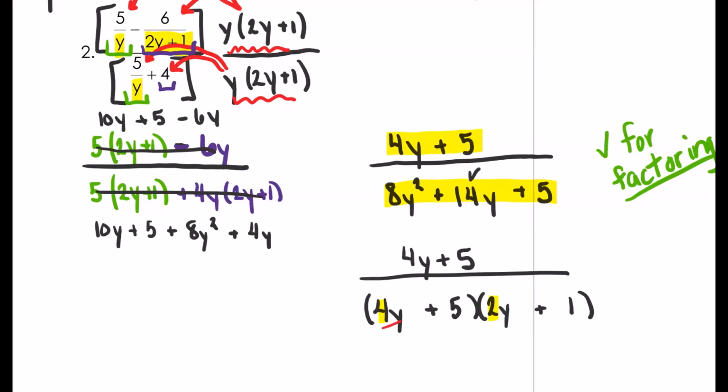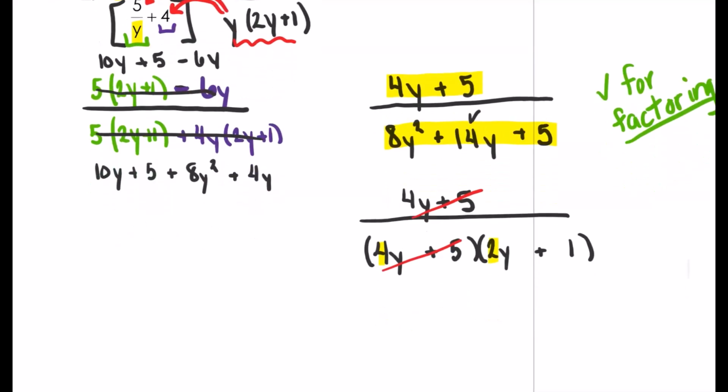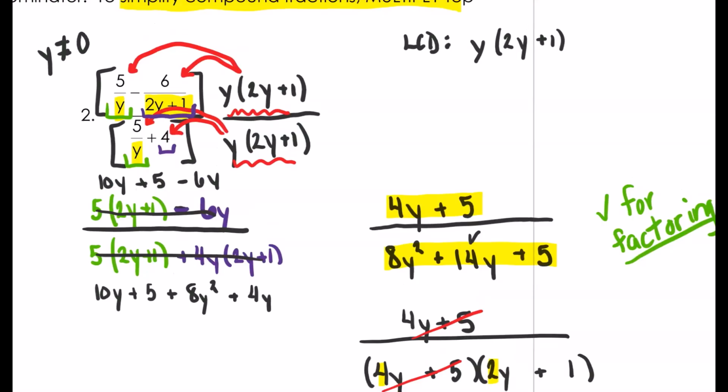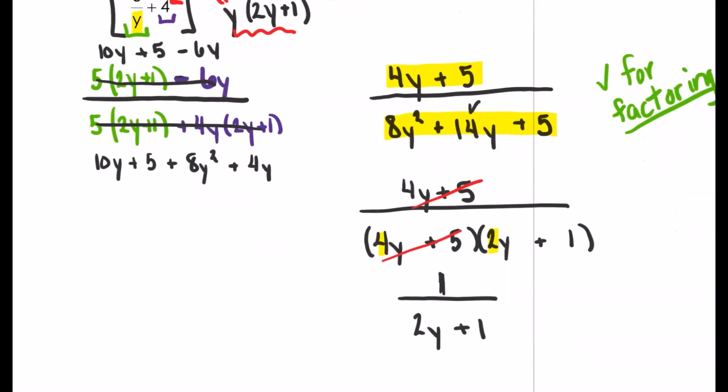So then the 4y plus 5's divide out, and now I'm left with, finally, 1 over 2y plus 1. Okay. Well, now we've got to talk about the exclusions. So remember, on the original problem, I had that y value couldn't be 0, so I need to make sure and say that.